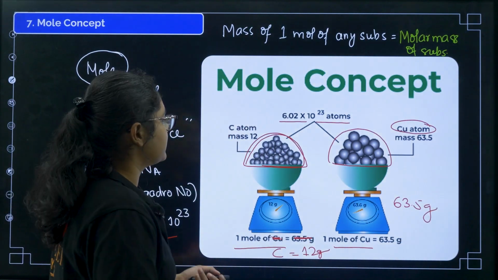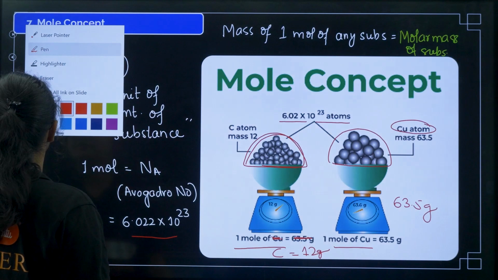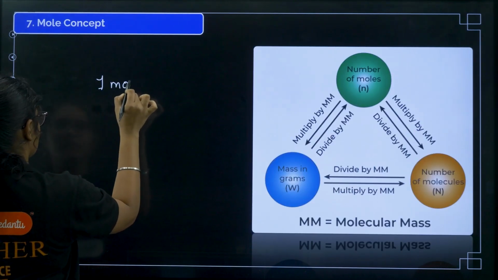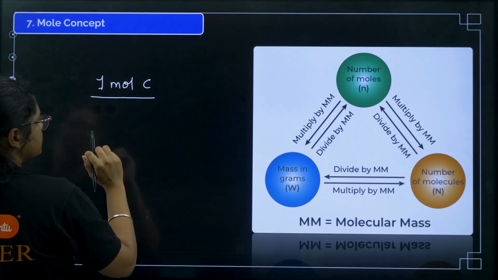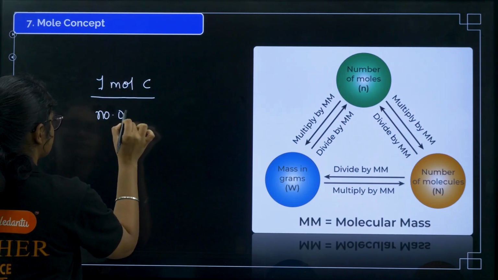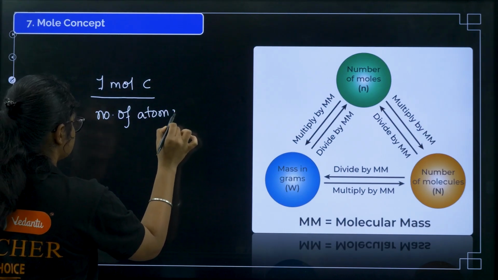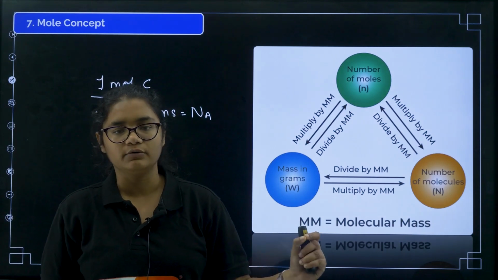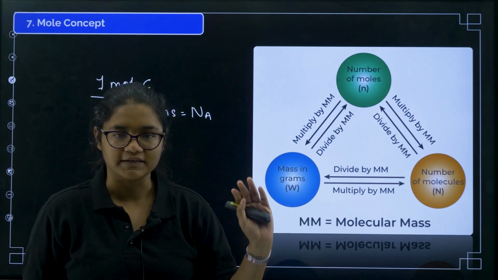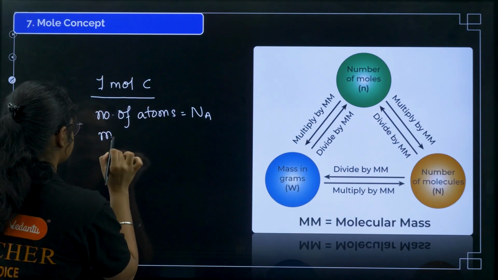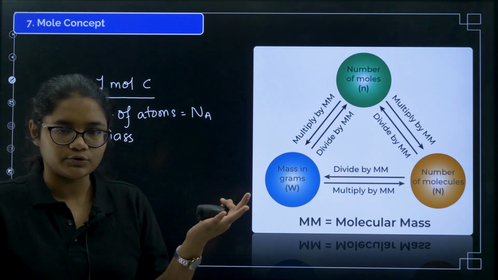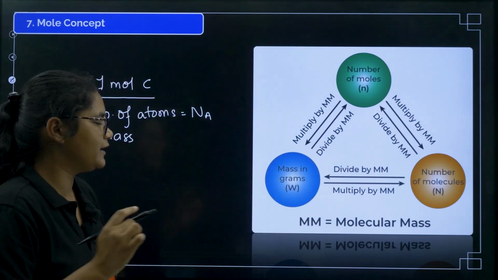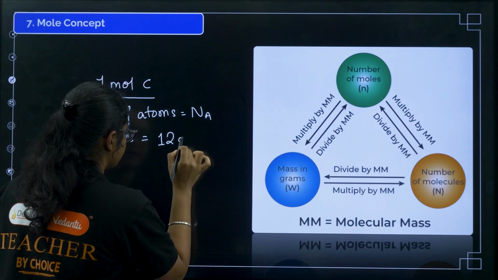Getting it? So we can understand it in this way. I will explain this one. Suppose I am having 1 mole of carbon. How many atoms are present here? The number of atoms is equal to the Avogadro number. So how many carbon atoms will be present? 6.022 into 10 to the power of 23 carbon atoms will be present. Now what is the mass of this one? If you take these 6.022 into 10 to the power of 23 carbon atoms and weigh them, the mass will be around 12 grams.